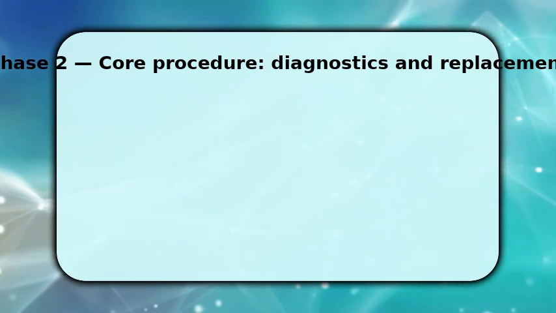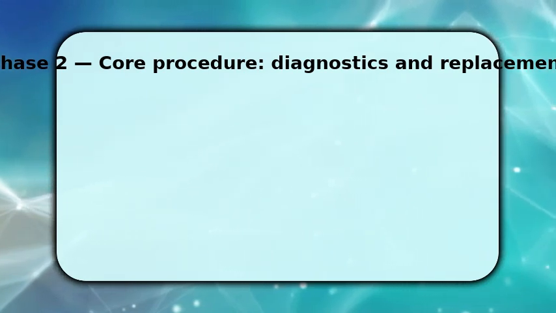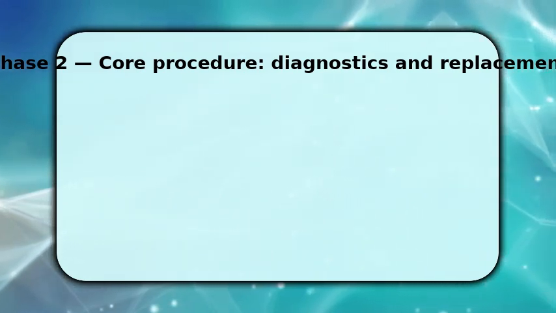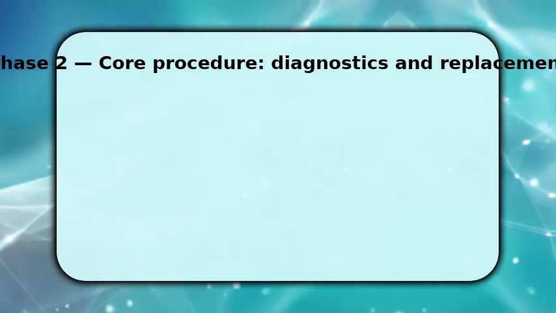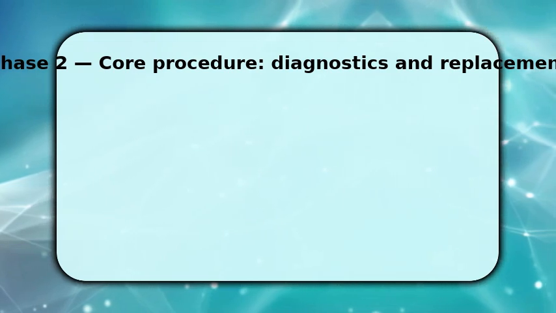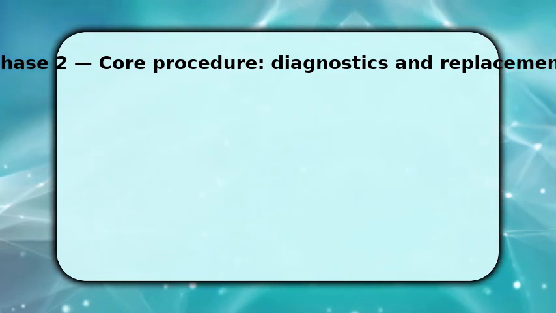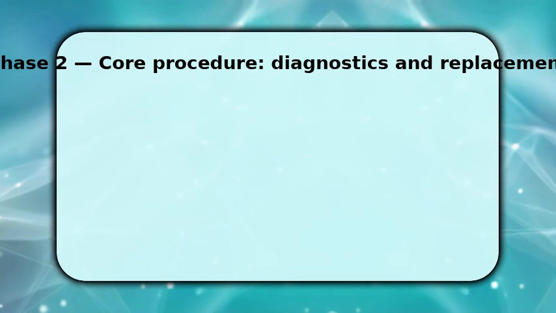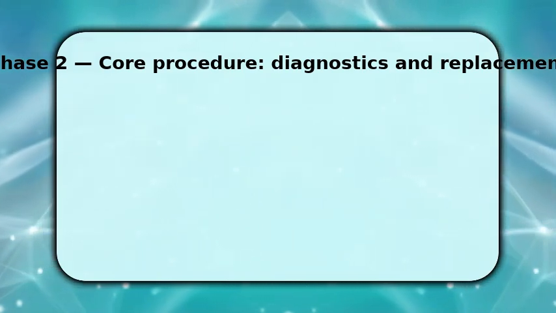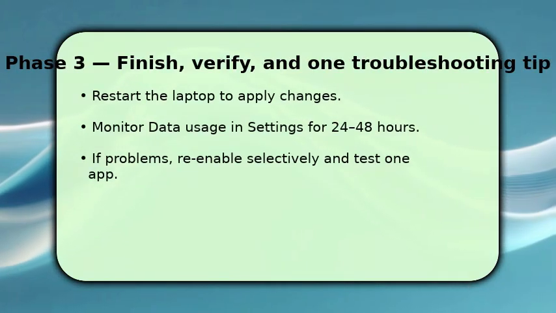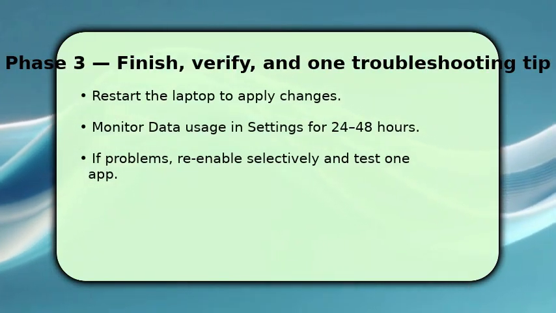Then open App Permissions or Background Apps list and toggle off apps you don't need running. For more control, limit per app bandwidth or use a firewall rule. This step reduces unseen transfers and gives you measurable savings, so make changes deliberately and review any critical apps before disabling them. Finish by restarting the laptop so all network settings and app restrictions take effect.